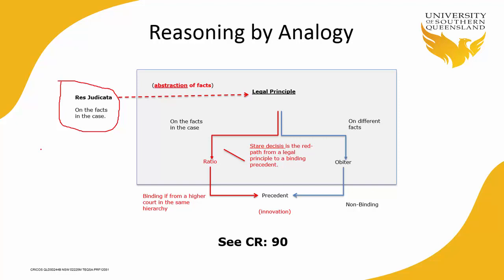Go through, please, the readings there and make sure that you understand the difference between a ratio and an obiter, and why you need always a ratio in order for you to establish a binding precedent. You need the ratio, the stare decisis, but you also need to make sure that you are arguing the case in the same hierarchy. Otherwise, it would not be binding either.